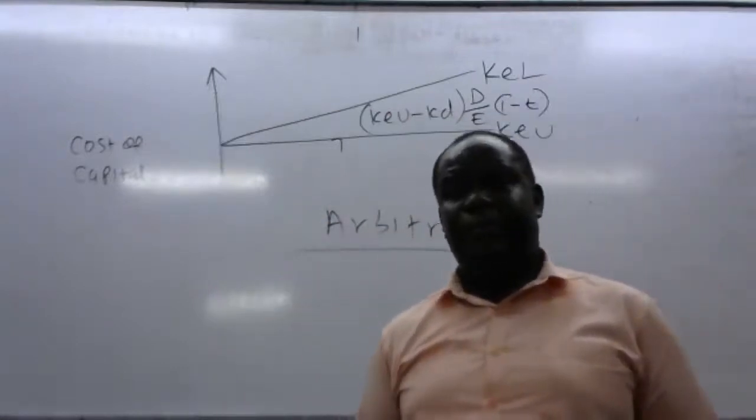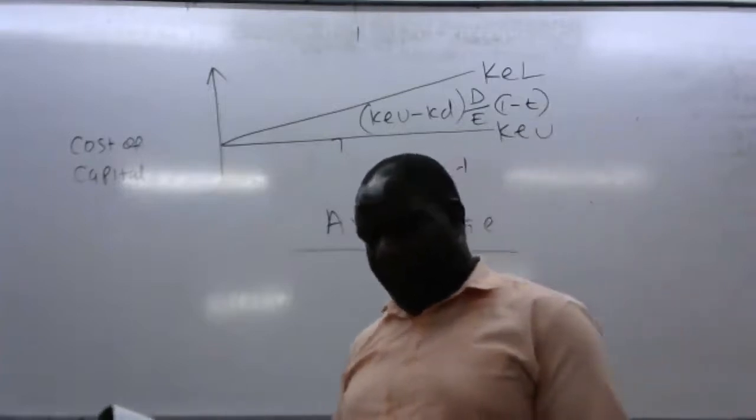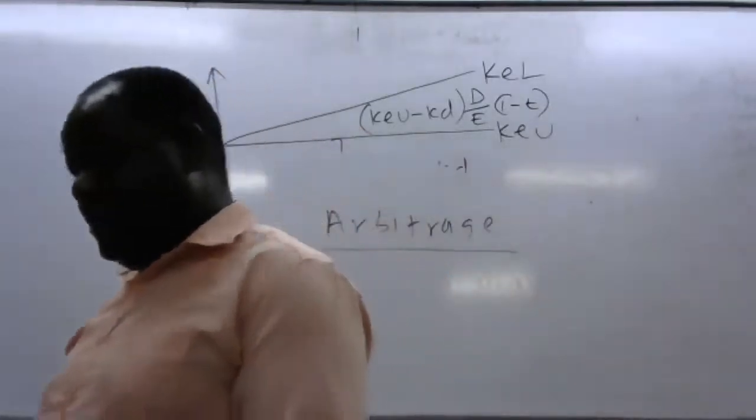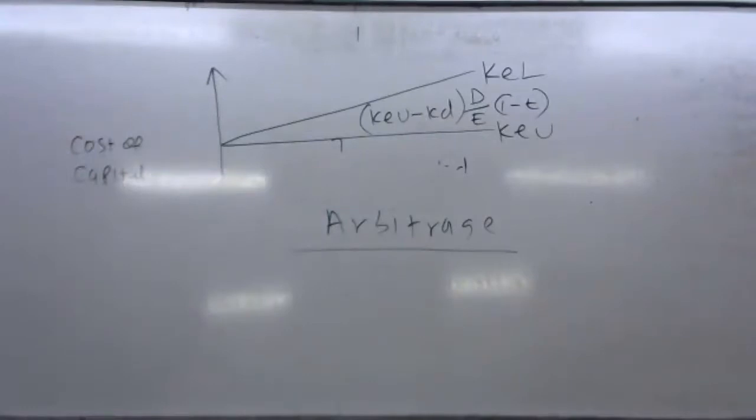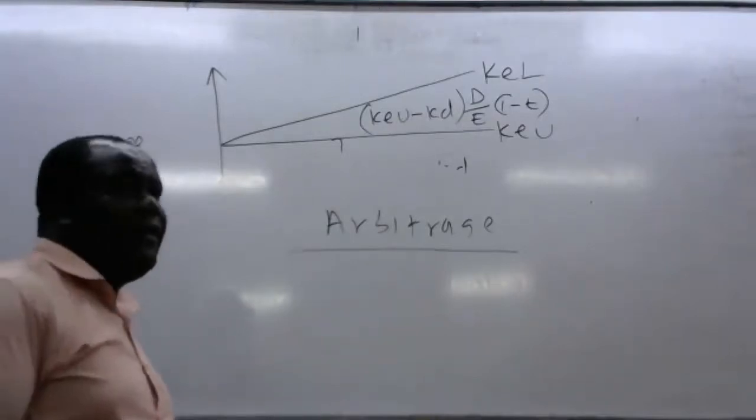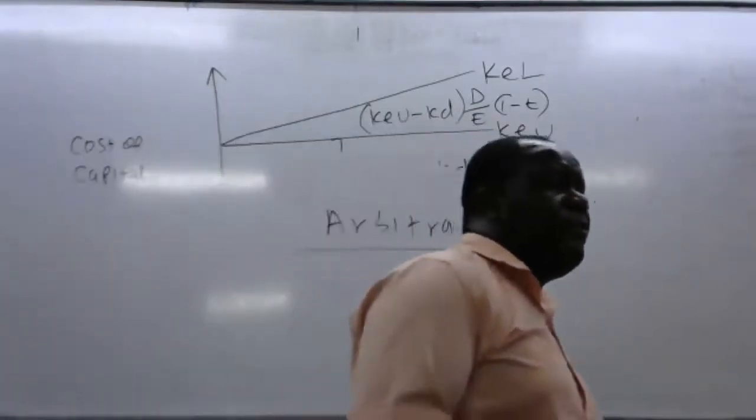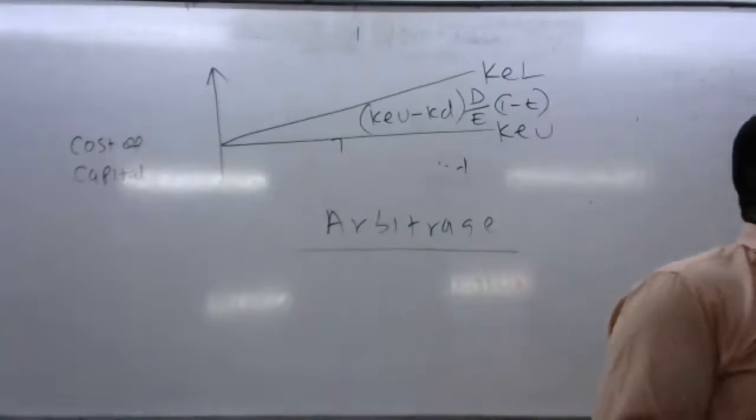Then step number two is that the investor will then borrow on the personal account.